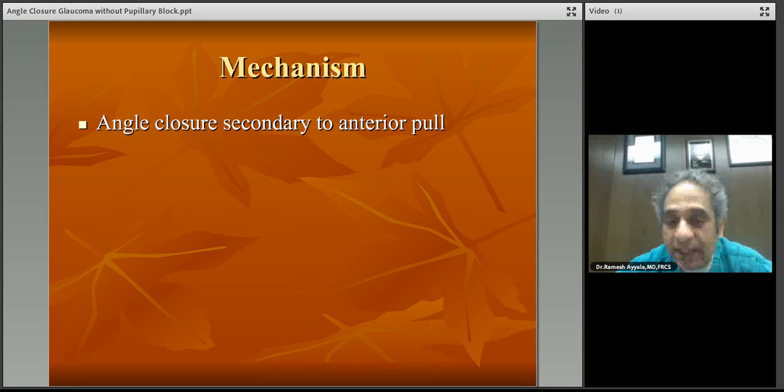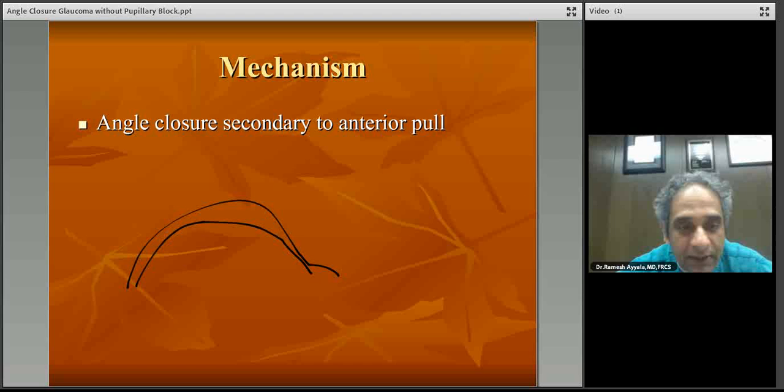Angle closure secondary to anterior pull. So there are certain situations where this angle, again, let's go back to a drawing. My corneal drawing is getting worse as the talk goes on here. Okay, so let's see. Here is the iris, here is the angle, and here is the cornea. So imagine a condition where the iris is pulled onto the angle, either the angle structures or beyond onto the cornea, then the angle is obstructed.